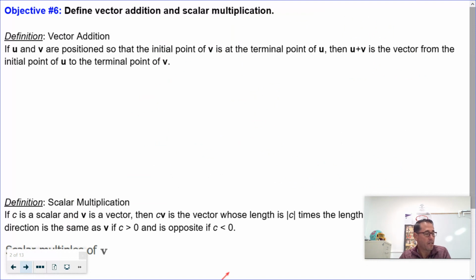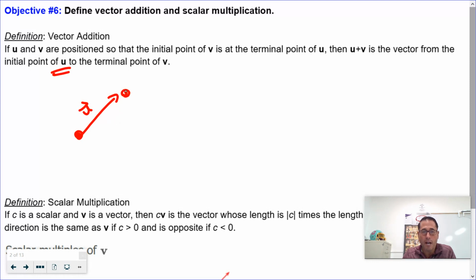Vector addition. Let's say we have a U and V, and let's say we have an initial point of V and we terminate at U. Then U plus V is the vector from the initial point of U to the terminal point of V. So what the heck does that mean? Well, let's say we have a couple of vectors. Let's say we have a vector, and we'll call that guy U. It's where we initiate. I know it said initial point V, but now it says U plus V would be from U to V. So we're going to go ahead and initiate there.